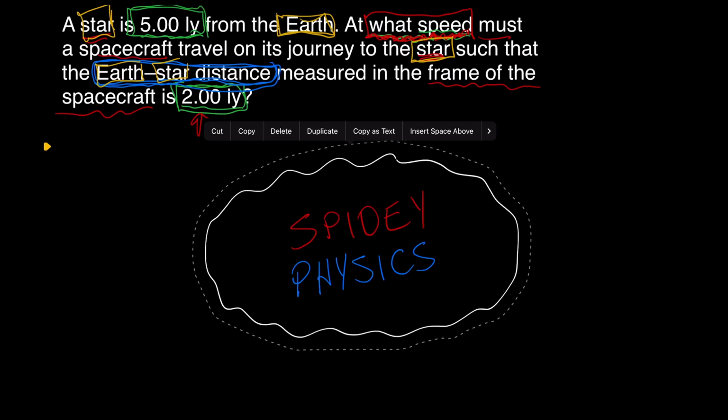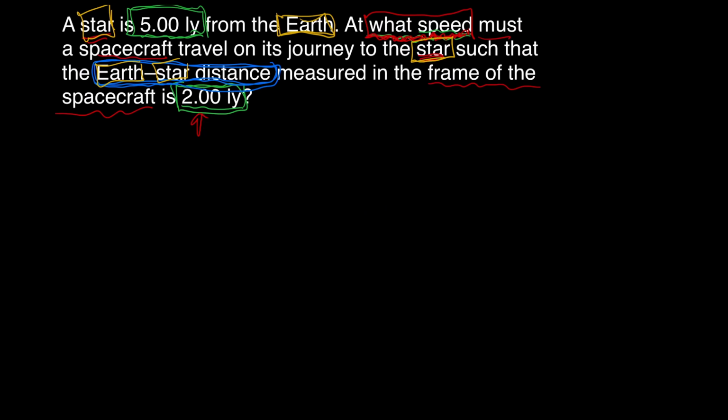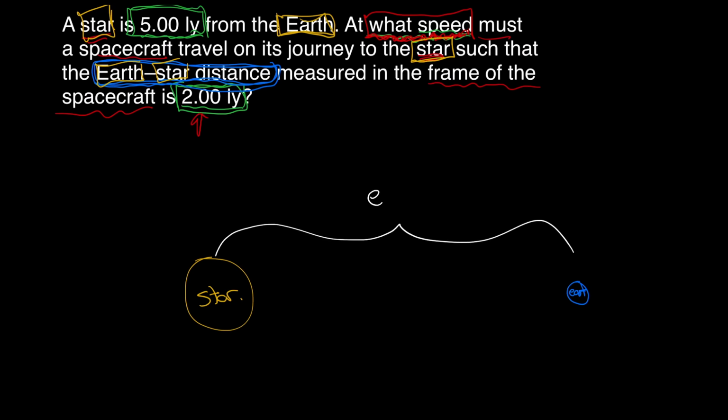Let me erase this and draw a nice-looking picture. What we have is the star, and we have Earth right here somewhere. The Earth-star distance, I would assume, just means this, the distance from the Earth to the star. A star is 5 light years from the Earth. So this equals 5.00 light years.